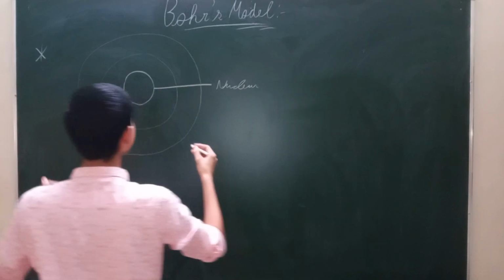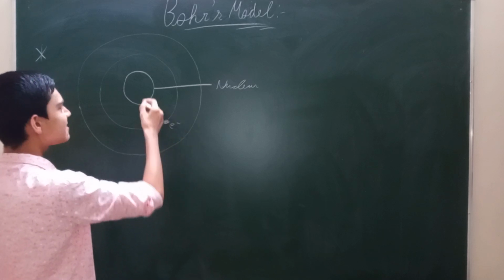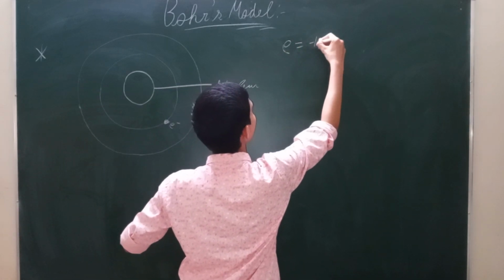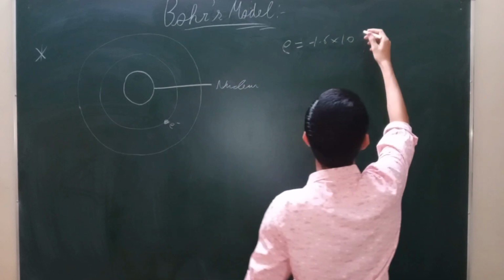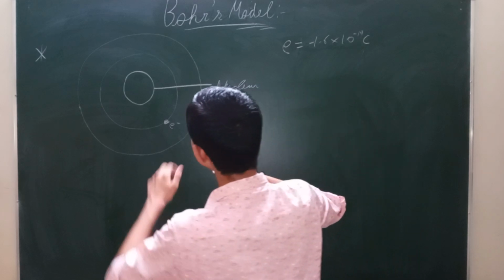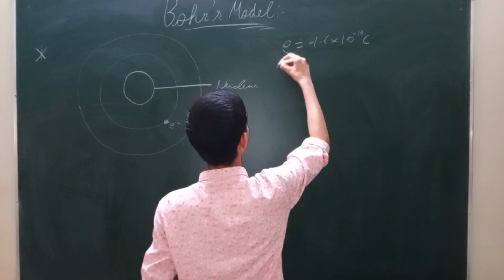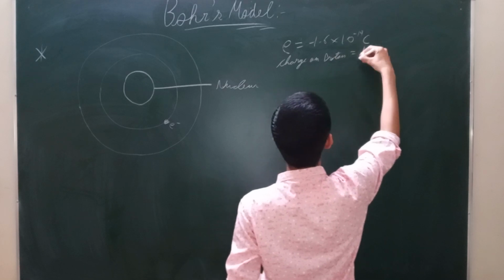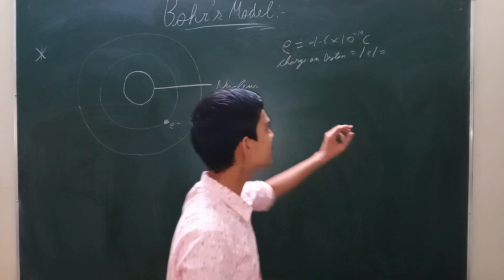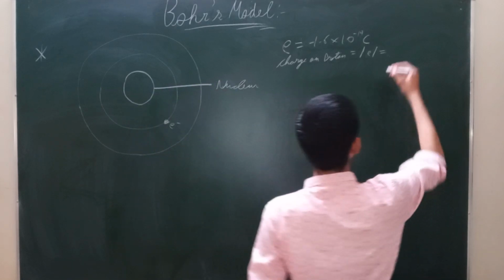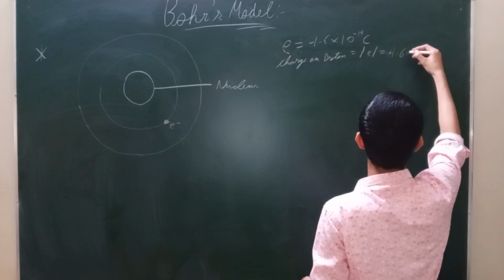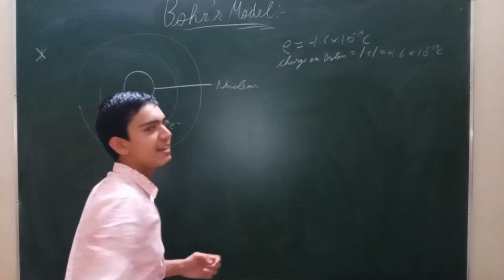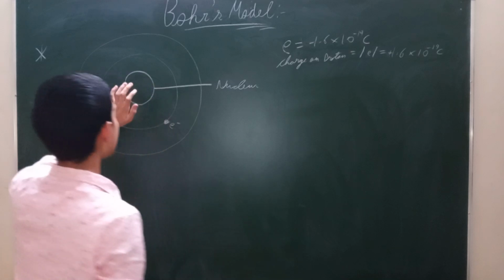Niels Bohr says that, for example, this is an electron and this is the nucleus. We all know that the charge on an electron is e, which equals minus 1.6 into 10 raised to the power minus 19 coulombs. The charge on a proton has the same magnitude as the charge on an electron, but of opposite polarity, so it is positive 1.6 multiplied by 10 raised to the power minus 19 coulombs. So this is the nucleus.